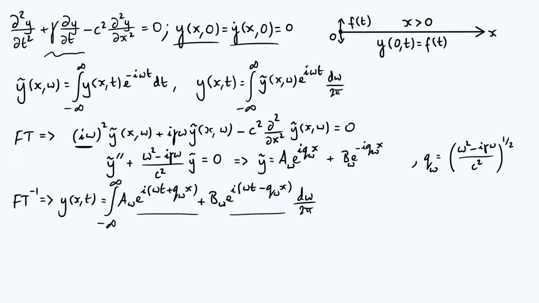If that's not obvious, then I recommend that you have a look at my previous video where we talked about the undamped wave equation, and I discussed that in a little bit more detail. But basically, the first term corresponds to a wave moving to the left, while the second term corresponds to a wave moving to the right.